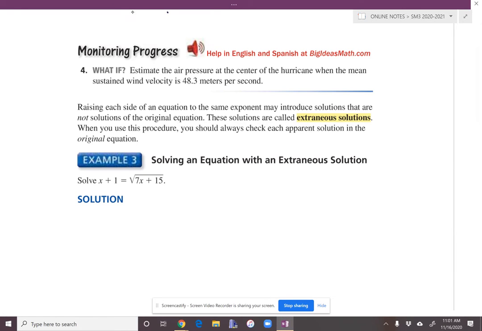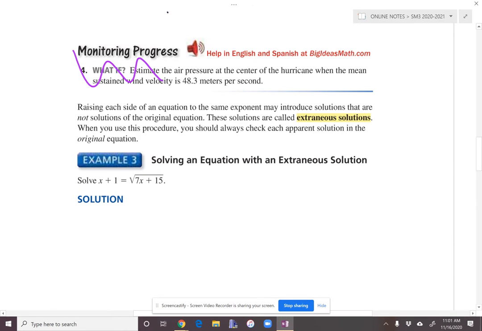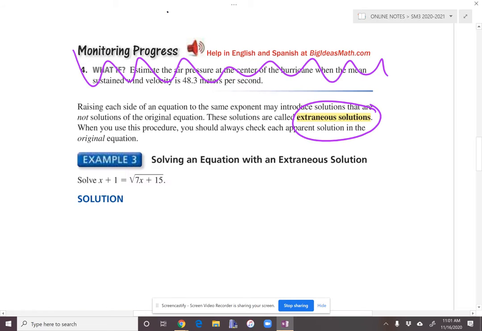Okay, we're going to continue this thought process. We're going to ignore this monitoring progress number 4. But one thing you need to know, some vocab, it says raising each side of the equation to the same exponent may introduce solutions that are not solutions. Okay, this means that if you were to plug it back in, you don't get the right answer. It doesn't work. You don't get 2 equals 2. These solutions are called extraneous solutions, and you should always check to make sure that it works, because these mean that you get an answer, but the answer doesn't work for the original equation.